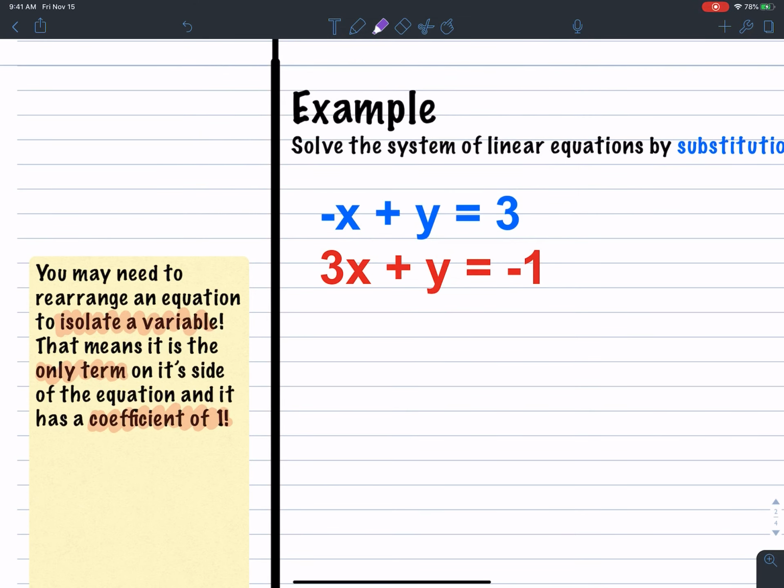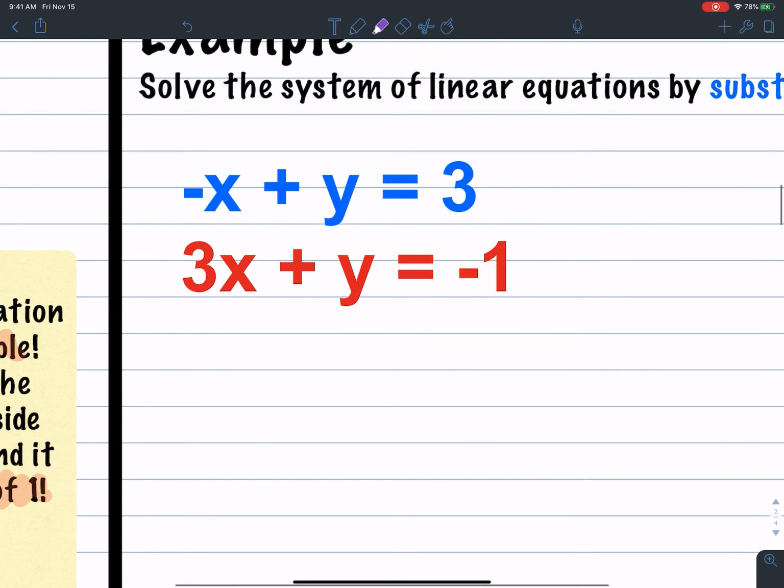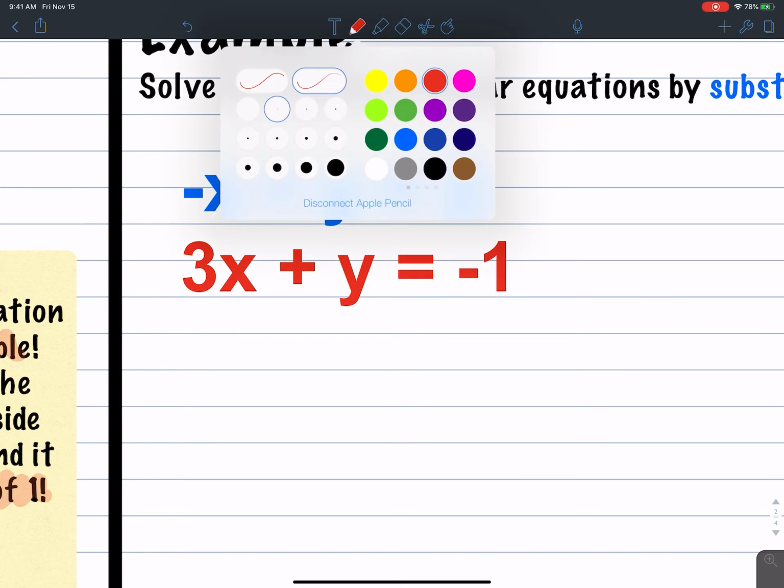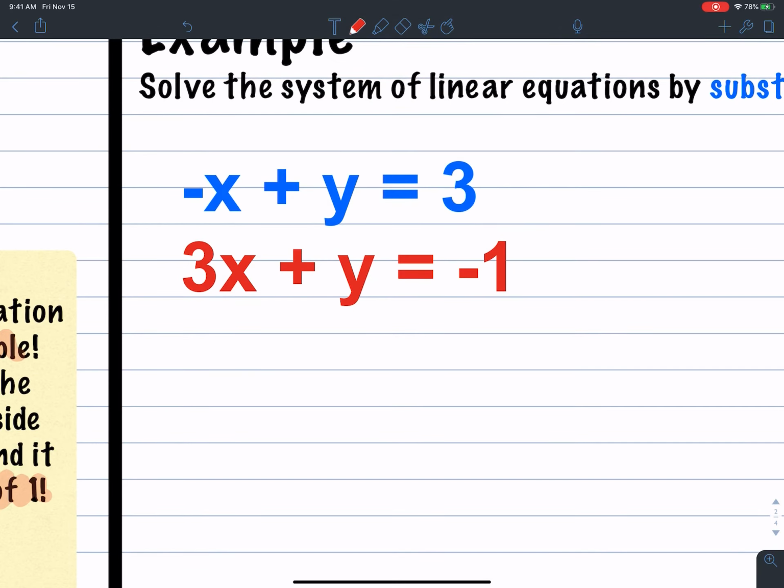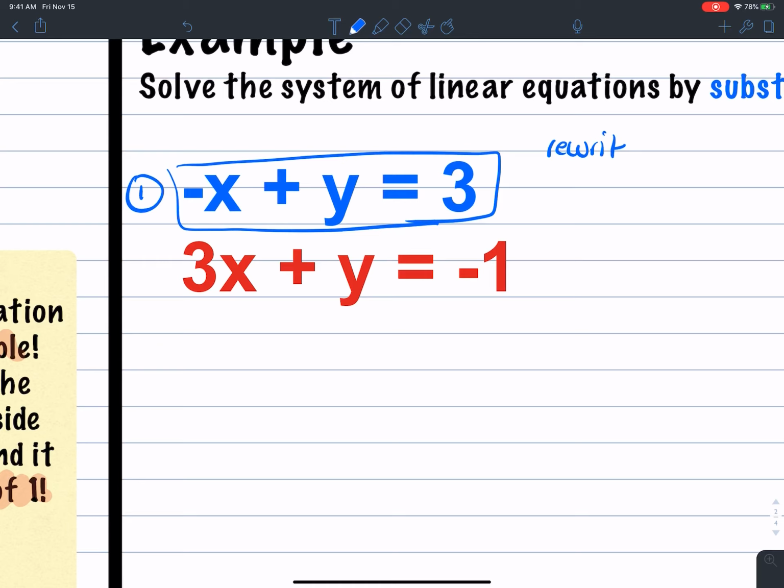Now, it doesn't matter which equation you use to get a variable alone. We do just ask that you take a little time to predict which one would be the easiest. Like in this first equation, if I wanted to get y alone, I would just have to add x to both sides. That's a really easy step to do. So I am going to take this first equation, and I'm going to rewrite it to get y alone.